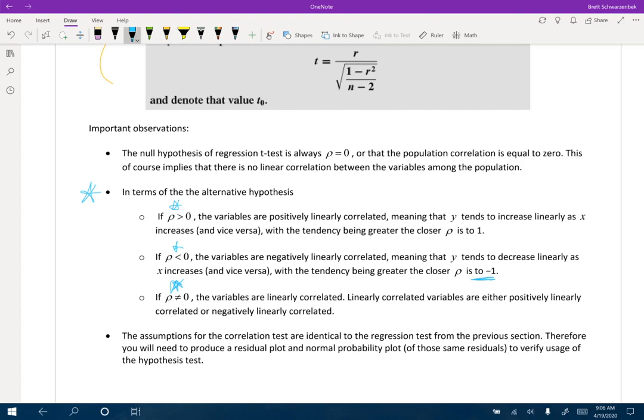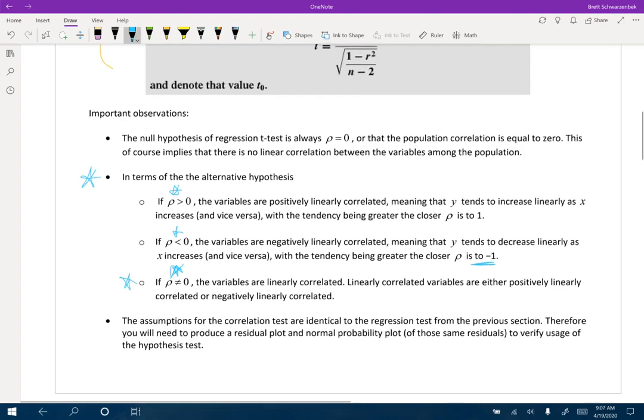But anyway, if rho is not equal to 0, basically you're hypothesizing that the variables are linearly correlated, but it doesn't distinguish between positive or negative. It's just like all the other tests that you learned. If they don't mention anything about whether it's positive or negative, then you choose this one. If they do, then you choose the other ones.